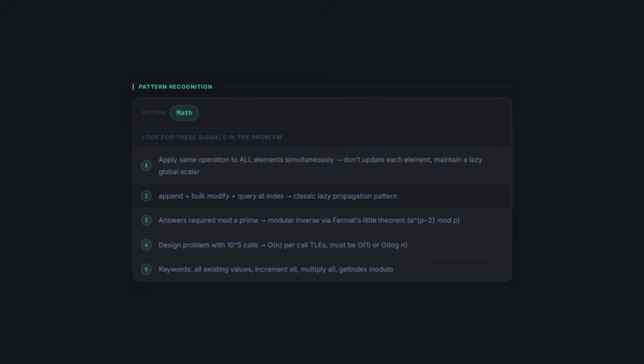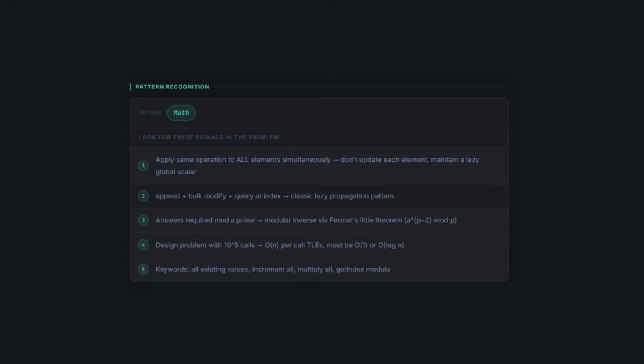Third, the updates are linear transformations. Every update either adds a constant or multiplies by a constant, which means the overall transformation can be represented with a simple formula. Fourth, the number of operations can be up to 100,000, which means any solution that repeatedly scans the entire array would be too slow. And finally, the problem involves modulo arithmetic, which hints that modular inverse operations may be required. All of these signals strongly point toward using a lazy affine transformation technique.